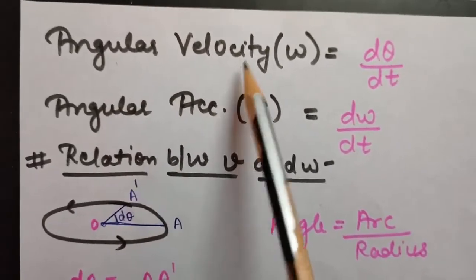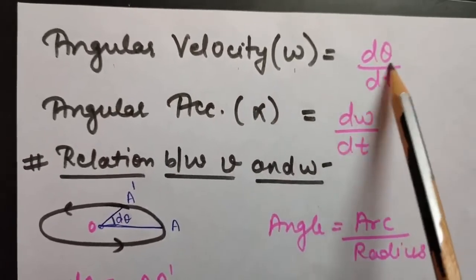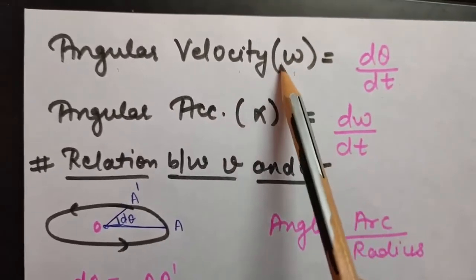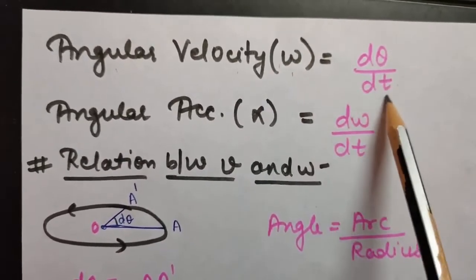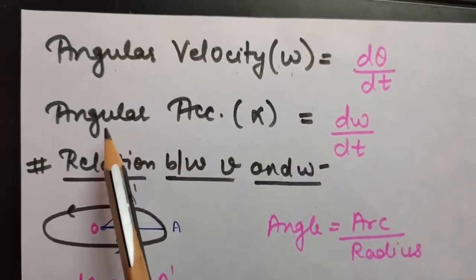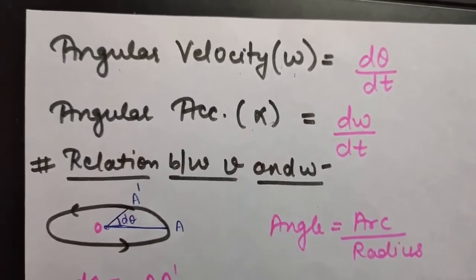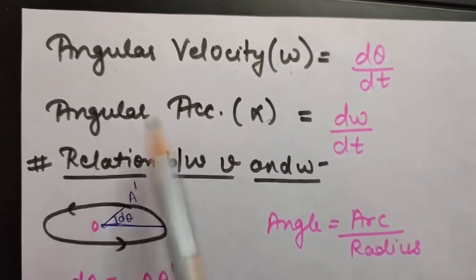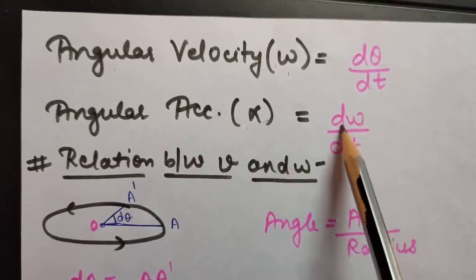Similarly, angular velocity omega is defined as d theta by dt. So this is v is equal to dx by dt. Similarly, omega is d theta by dt. Now you can easily tell what will be angular acceleration. Again, as you know, a is equal to dv by dt in linear motion. Similarly, angular acceleration alpha will be equal to d omega by dt.